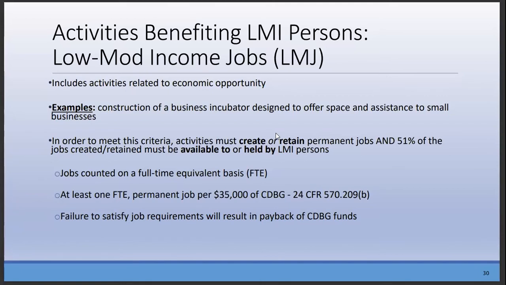For every one FTE permanent job created or retained, $35,000 of CDBG funds must be used. For example, if you are awarded $75,000 in CDBG funding, your agency must create or retain 3 FTE jobs. Failure to satisfy job requirements will result in payback of CDBG funding. I should also note that employment services that provide job readiness training and workshops will not fit under this national objective. Instead, it would go under limited clientele, where the requirements are less rigorous.